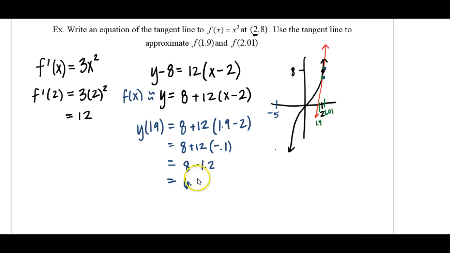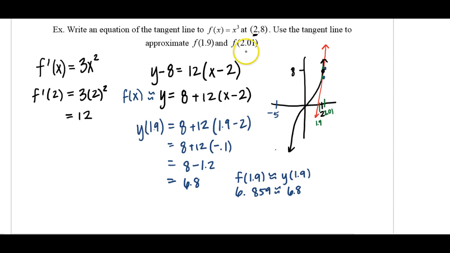And this gives me out 6.8. So in other words, we were interested in finding f of 1.9, but that was approximately y of 1.9. So y of 1.9 is the tangent line approximation to the actual value f of 1.9. And f of 1.9 is actually, if I plug that into my calculator, about 6.859. And then we just found that the value was 6.8, and that's not too far off.